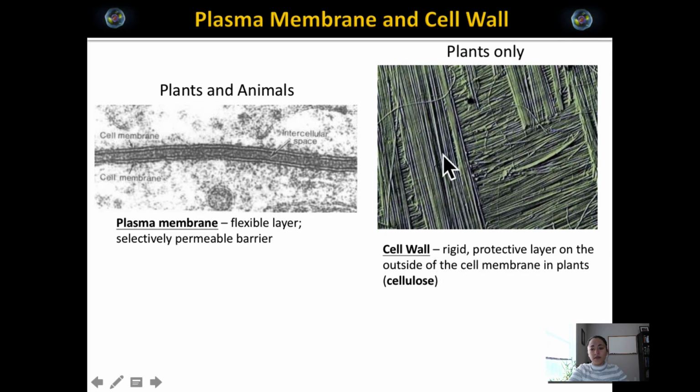Here's a close-up of the cell wall of a plant. So it's a very rigid protective layer, and as I mentioned previously in the last lab, the cell wall is actually made of cellulose. So it's very, very fibrous.